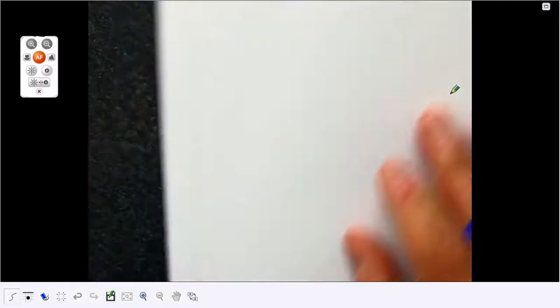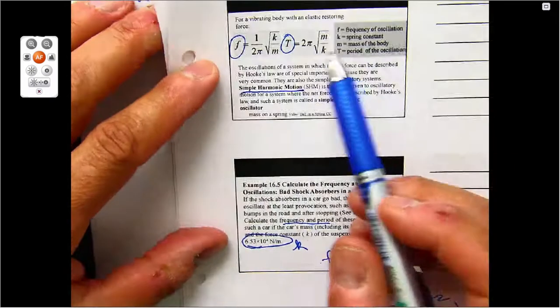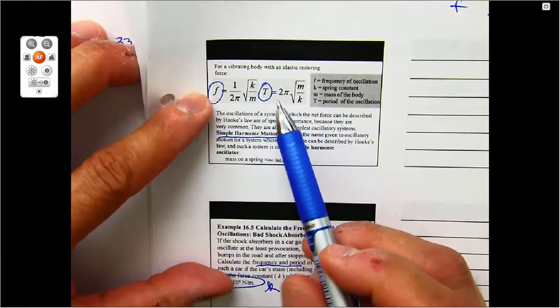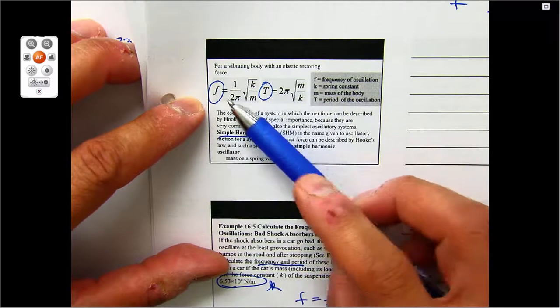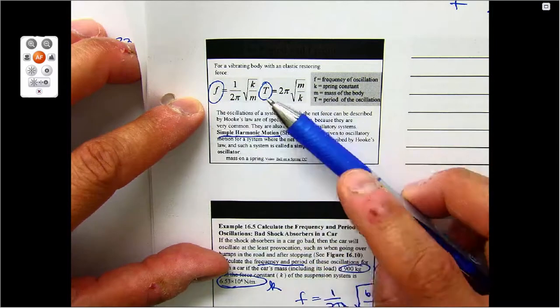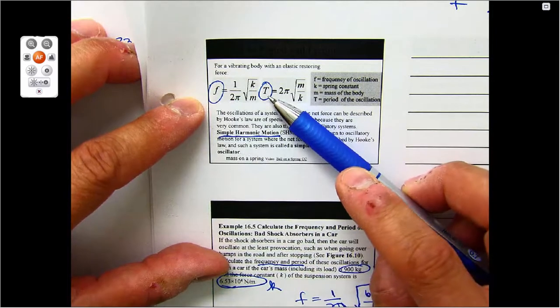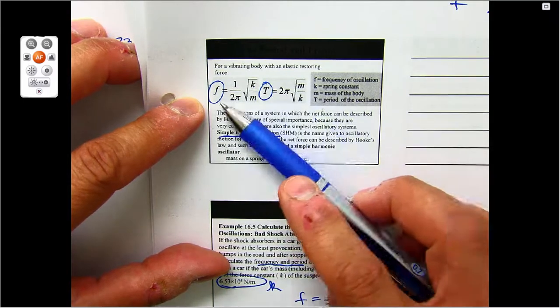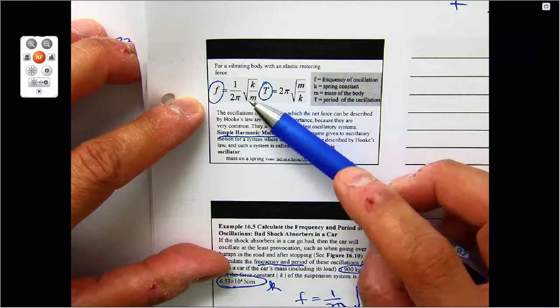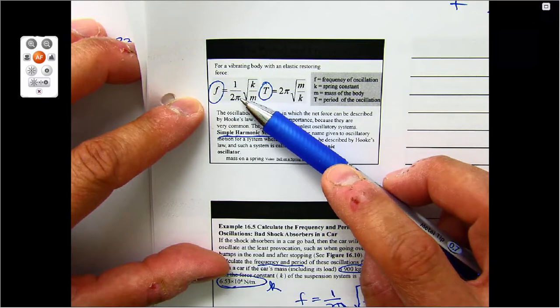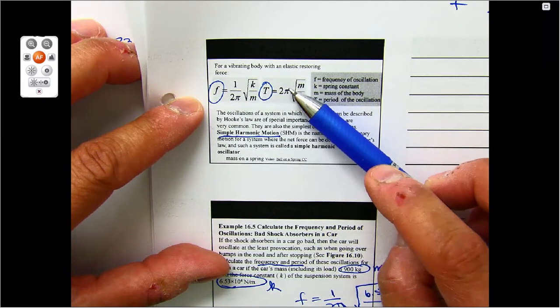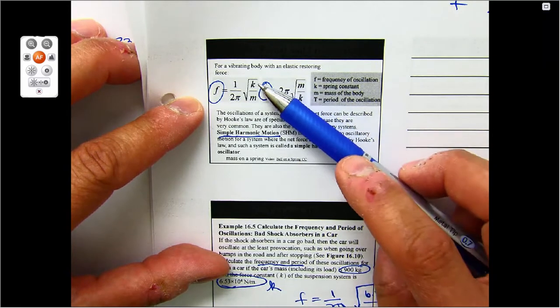Okay, this is where we left off last time. We said that for a vibrating body with an elastic restoring force, we can calculate the frequency or the period. Now these are just reciprocals of each other. And you can see that they're reciprocals because here we have 2 pi in the denominator, and here it's in the numerator, and these are reciprocals too, right?